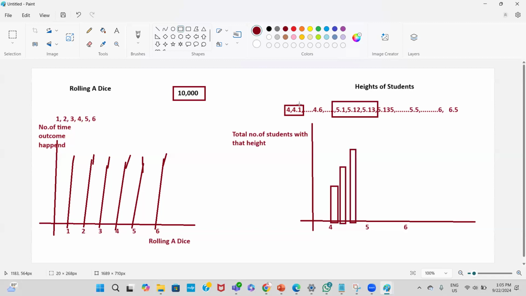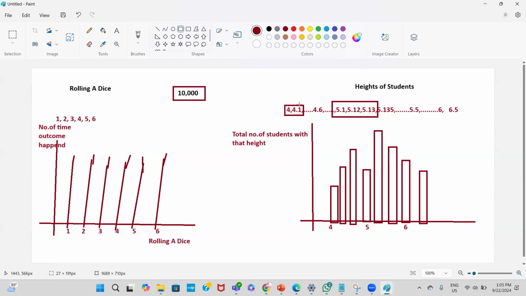So next, take some range. Some students may fall in this range, some students may fall in that range. If you take the number of students between 5 and 5.1, let's suppose 100 students are there in that range. So I'm representing 100 students within that range.